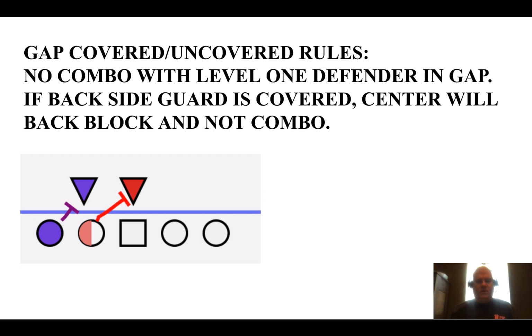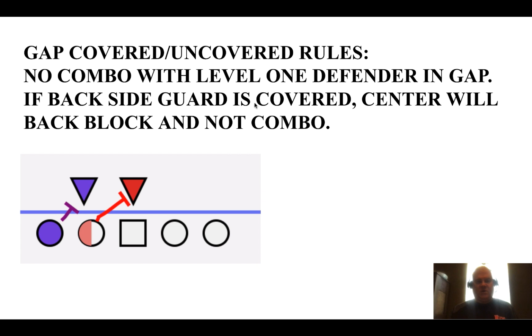Now, no combo with level 1 defender in gap. Okay, so I'll do an example of this. So basically, this would be with a head up on the center, but it could be a 1 technique as well. With this, you're basically just solo blocking, or for a gap scheme, we'll probably just call it gap without the combos. Gap, gap, gap. And with that, he is going to down block the 0 technique.